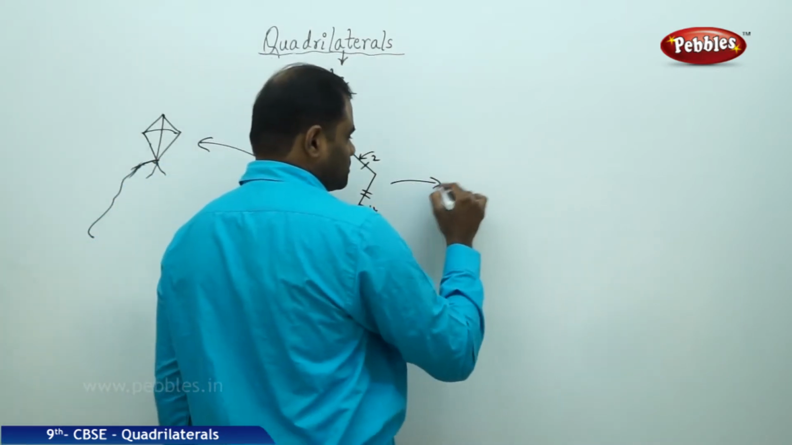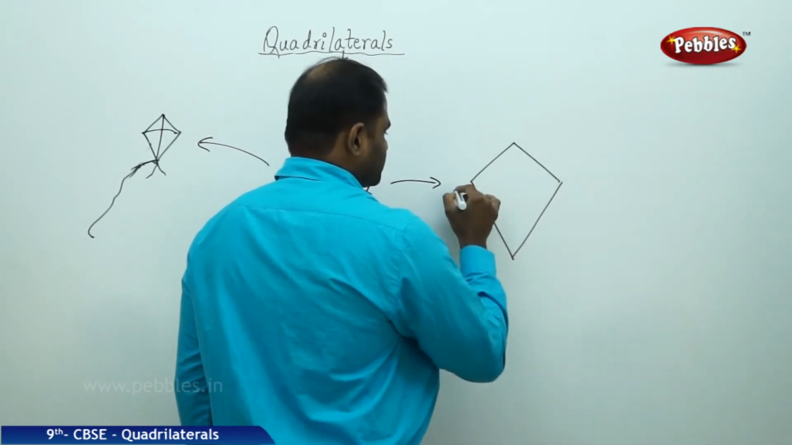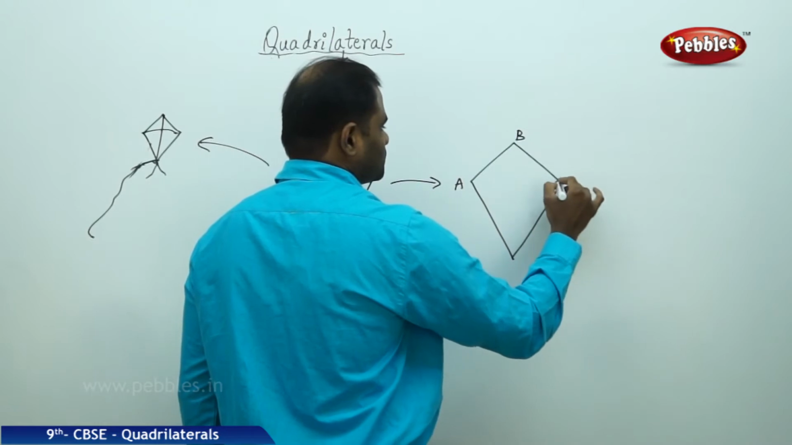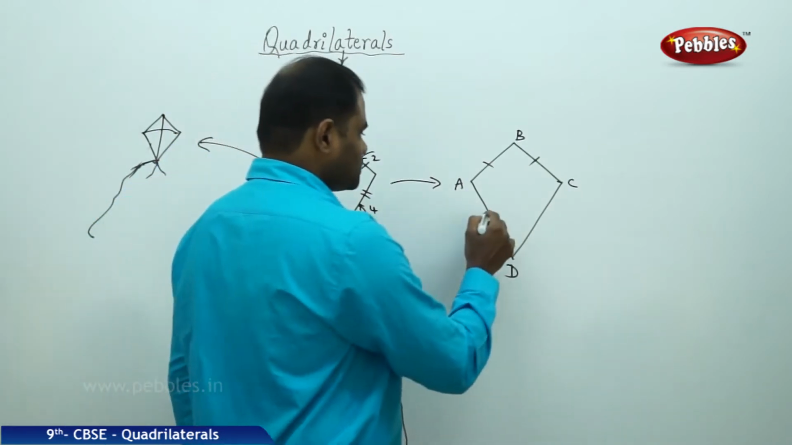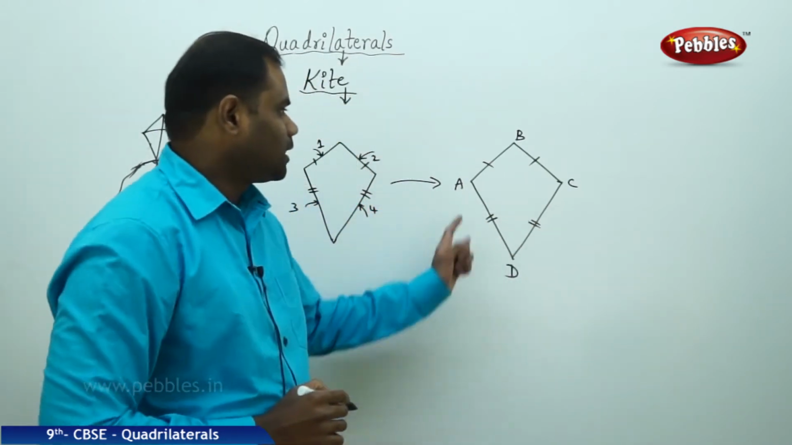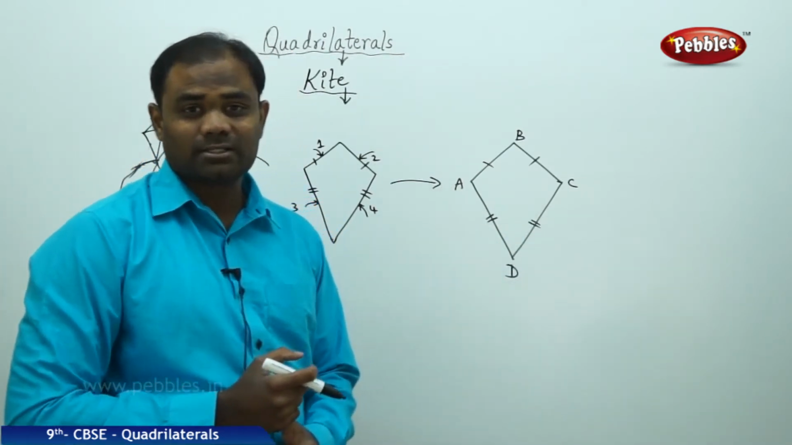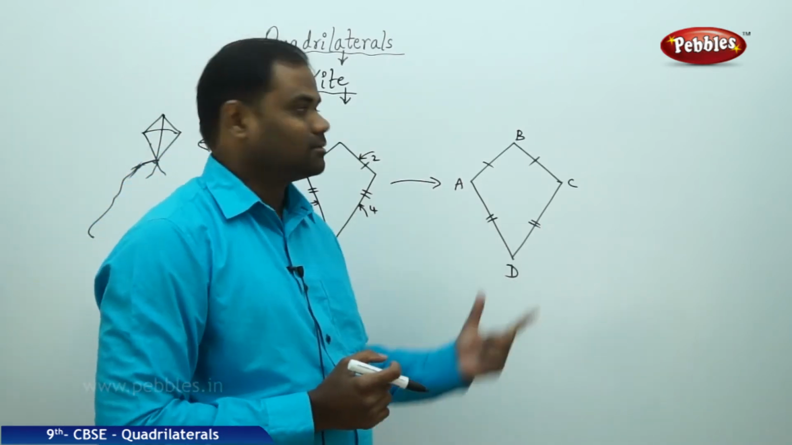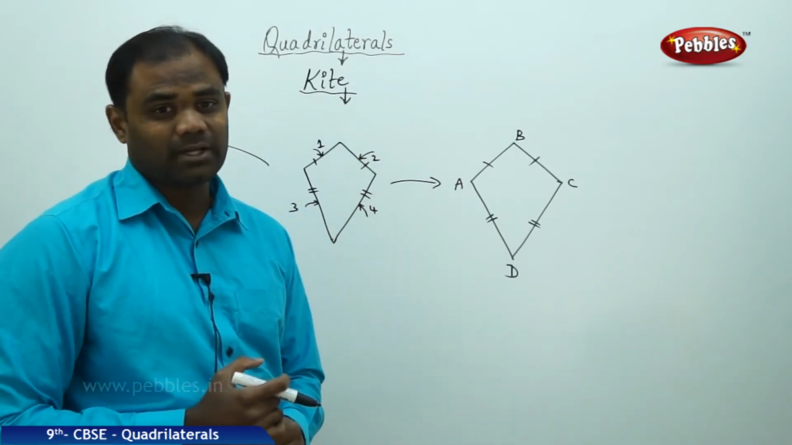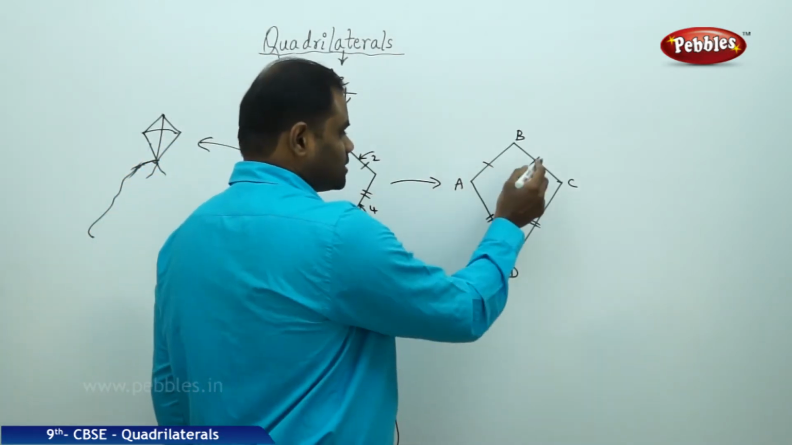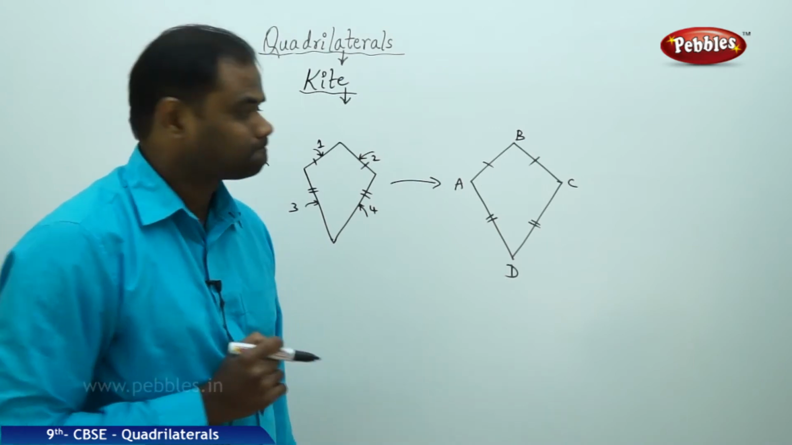So when I see this mathematically, I understand that ABCD is a kite if this equals this and this equals this. AB and BC are called adjacent sides, and AD and DC are called adjacent sides of the kite. These two are opposite sides and these two are adjacent because they are side by side. So if the adjacent sides are equal in a quadrilateral, such a quadrilateral is called a kite.